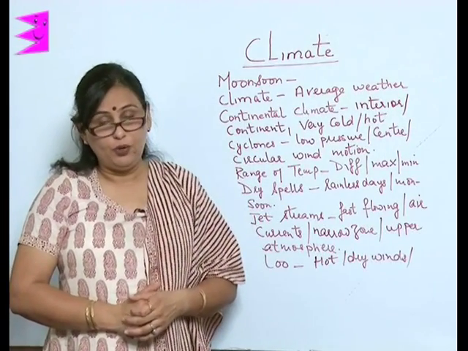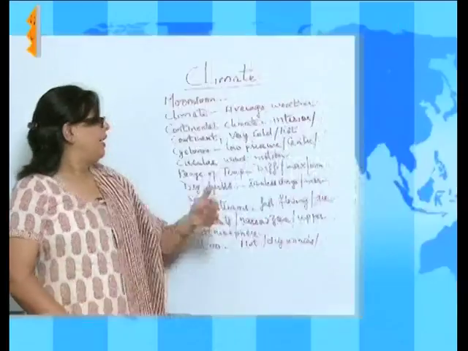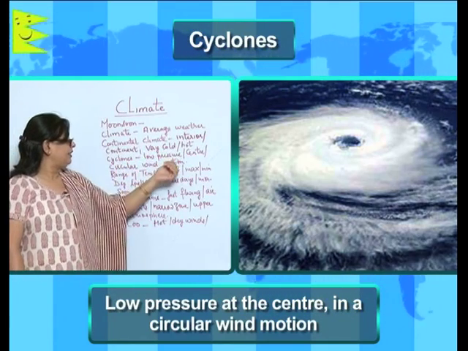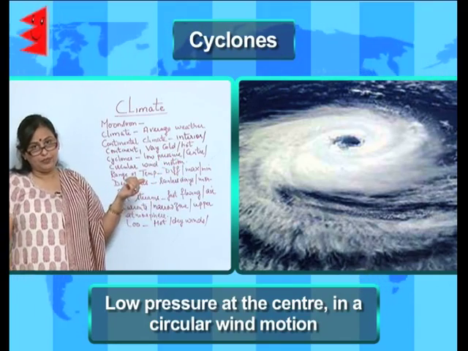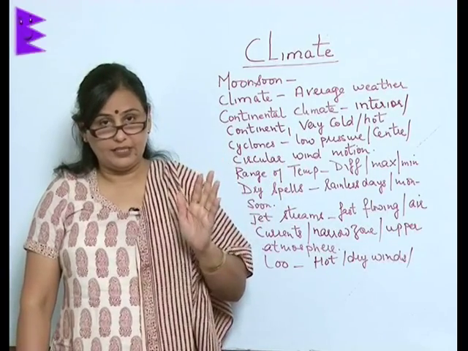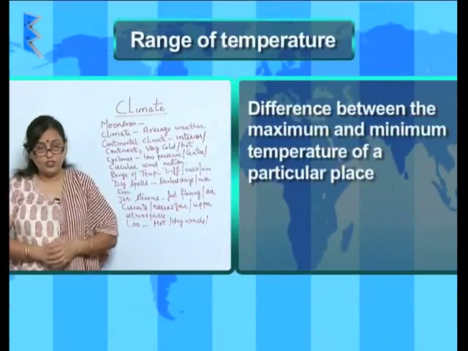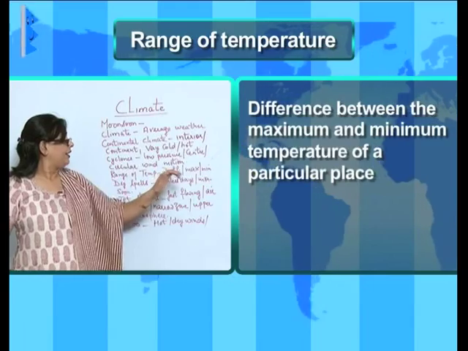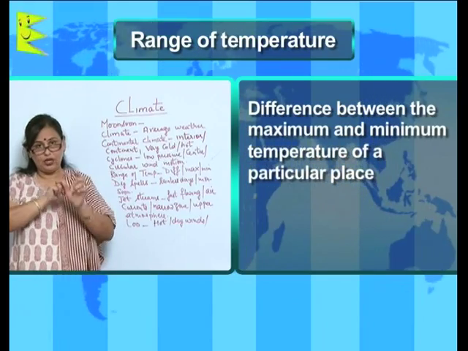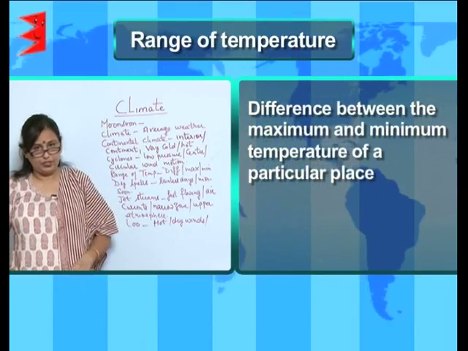Cyclones. I am sure you all have heard about cyclones on the TV news that you see. It is the low pressure at the center and it is in the circular wind motion. And whenever a cyclone comes, you always see that the government announces this for the fishermen. Well, range of temperature. The range of temperature is the difference between the maximum and the minimum temperature of a particular place.